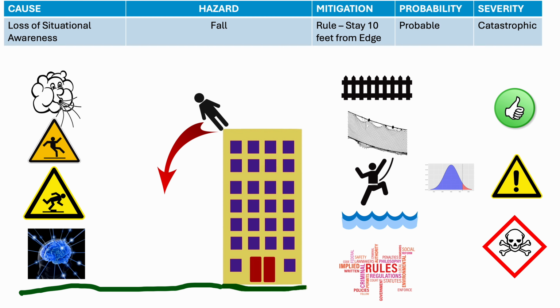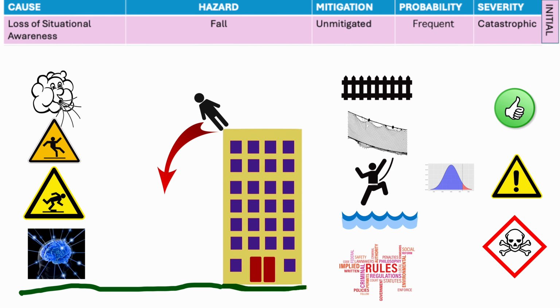To better understand the relationship between causes, hazards, probability, severity, and mitigation controls, let's examine an example involving loss of situational awareness leading to a fall hazard. This table structure breaks down the analysis into key components, guiding us through the hazard assessment and control process. Incorporating this analysis into a table structure helps visualize risk reduction.